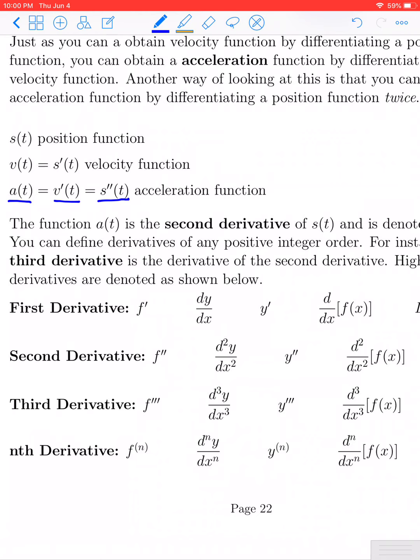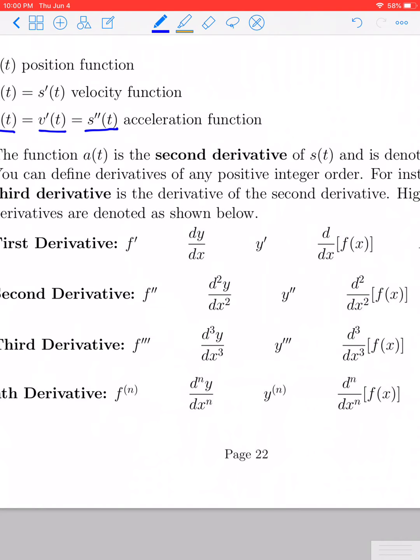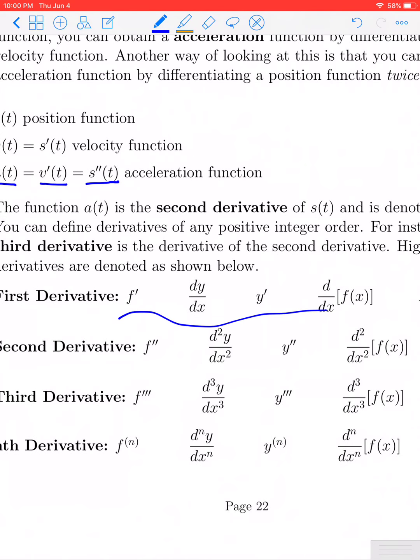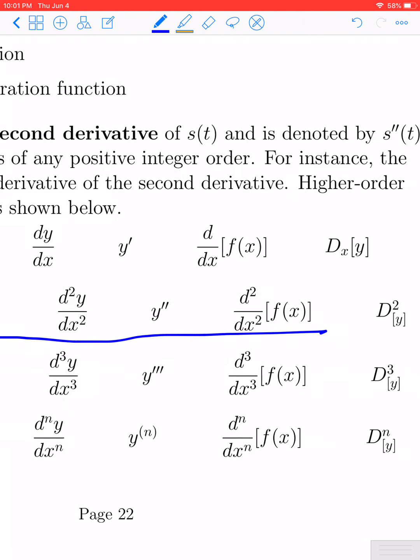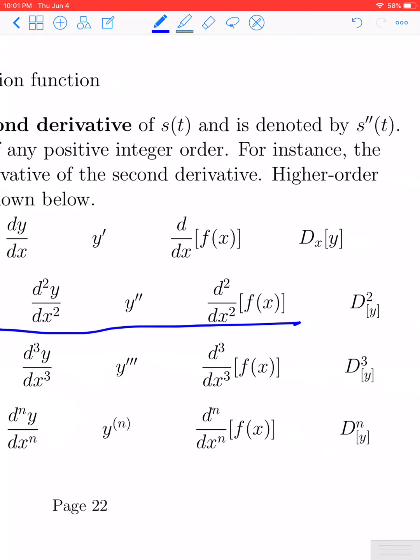We can continue to take more derivatives, and this is what that would end up looking like notationally. We've already seen our notation for the first derivative previously. The notations we would see for the second derivative would look like this. It's either f double prime. If we look at the Leibniz notation, it's going to be d squared y over dx squared. Or we could have y double prime. Or if you're thinking of the derivative as an operation, we'd have d squared over dx squared of a function f of x. Or in operator notation, D squared y.